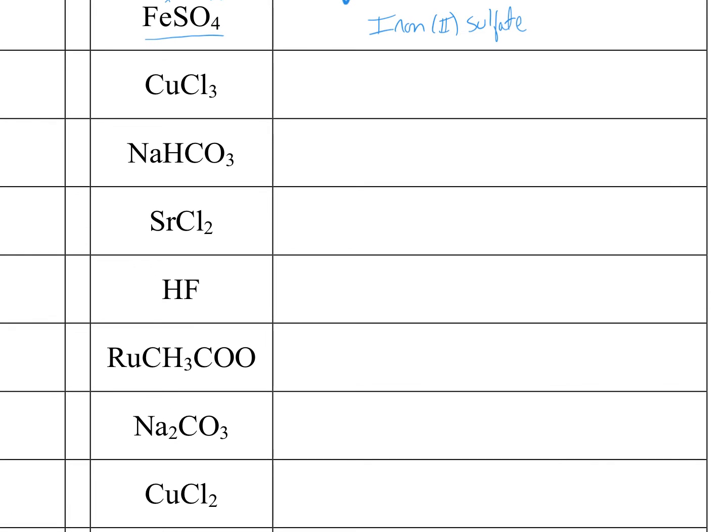Next we have copper chloride, and since copper is a transition metal, we also have to tell people what that charge is. Chlorine has a -1 charge, and there's 3 of them, so that means that copper must have a +3 charge in this case. So this becomes copper 3 chloride.